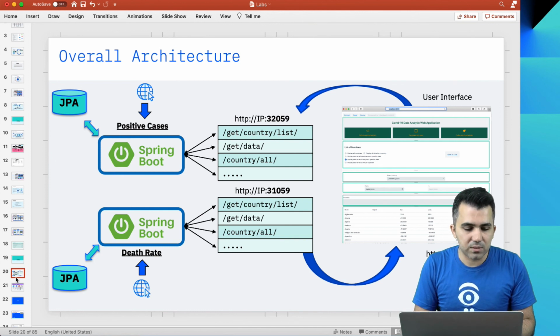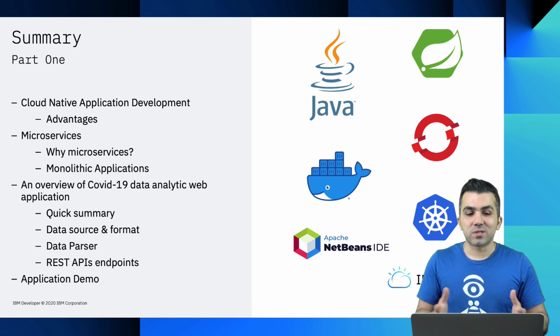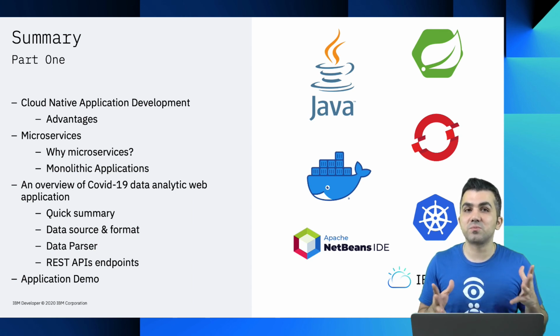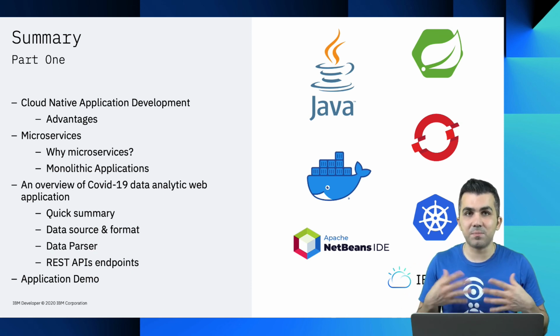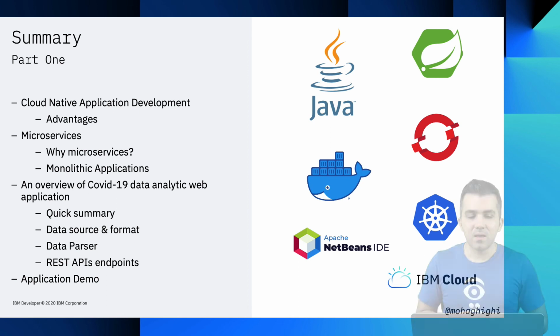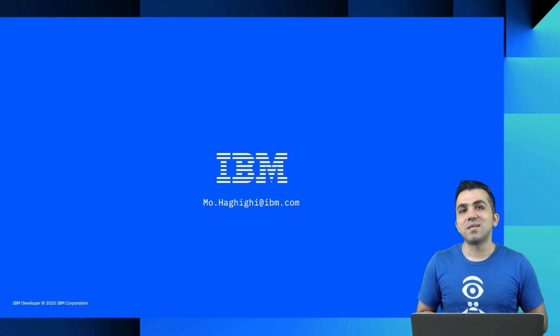Here's what we've learned together during this workshop. We explored cloud-native application development and discussed its advantages. We talked about microservices and why microservices are superior to monolithic applications. We took a tour of our COVID-19 data analytic app and its API endpoints and some of its architecture on OpenShift on IBM Cloud. Here's the rest of our journey and what we are going to learn together throughout this course. Stay tuned. See you in the next lab.